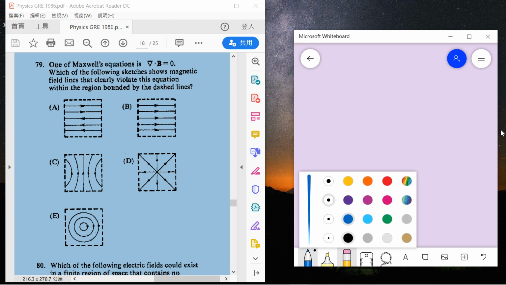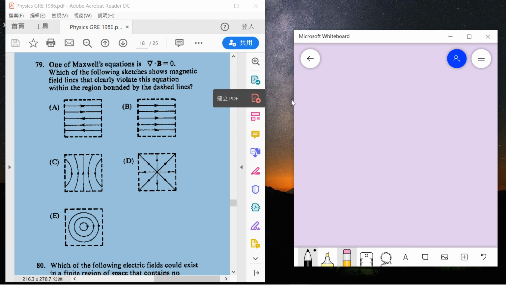Guys, let's start our physics subject GRE. Question 79: which one clearly violates the divergence of B being 0? Basically this means no source.